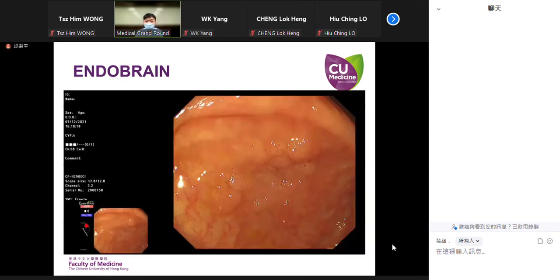So here is a video of the EndoBrain system. So first of all, let me introduce the interface. On the right-hand side is the usual colonoscopy image that we see. And the AI system is situated here. We can see that now the EndoBrain system is off, which means that we haven't turned on the system yet.